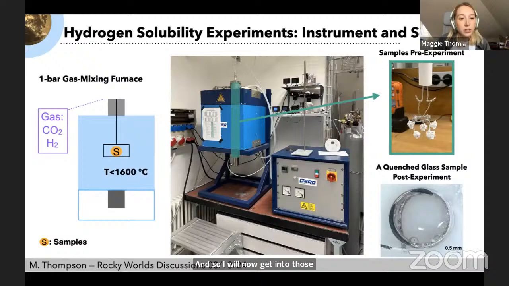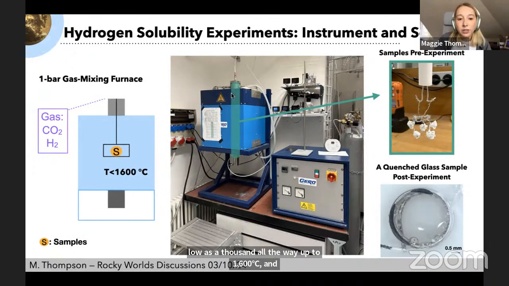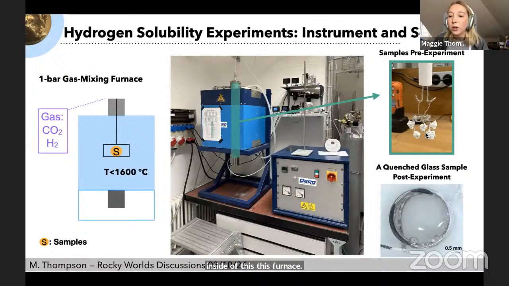So we've done a series of 1-bar hydrogen solubility studies using a fairly classic technique, just using a gas mixing furnace. This is a system that allows you to mix various proportions of carbon dioxide and hydrogen gas at temperatures from as low as 1,000 all the way up to 1,600 degrees Celsius. This is a picture of what the setup actually looks like at ETH. Inside of this furnace, you can suspend various silicate samples.